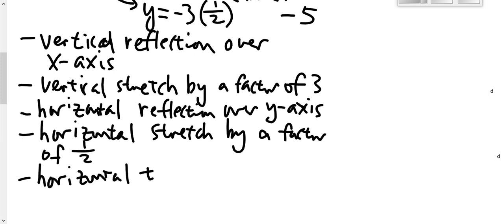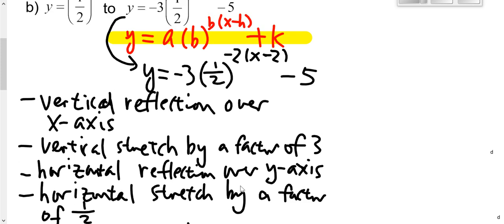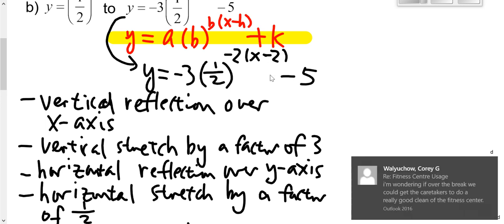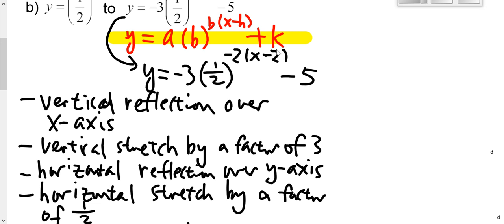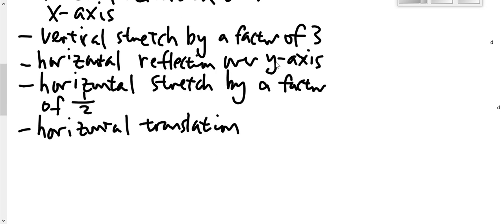Horizontal translation. And because it is positive 2, that means it is to the right hand side, or if you flip this, that means it is also right hand side, to the right by 2 units. Remember, anything related to horizontal stuff, x related, is nasty. You flip the sign, or you flip the number.